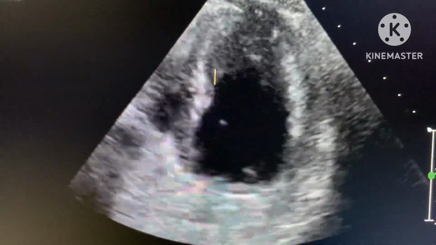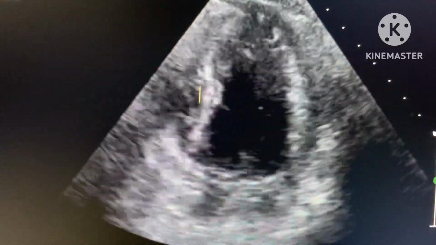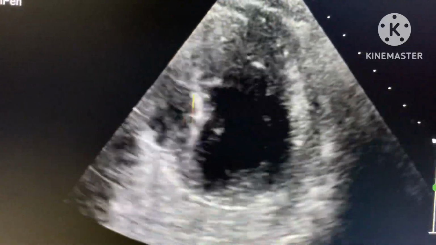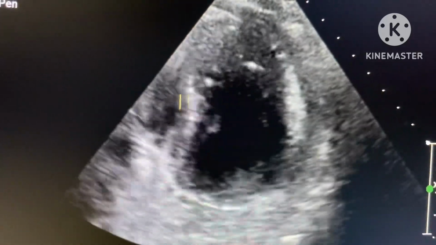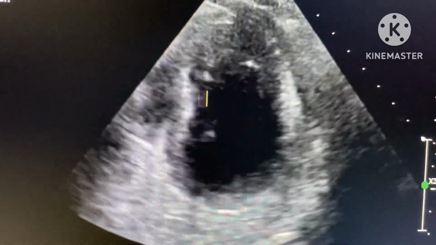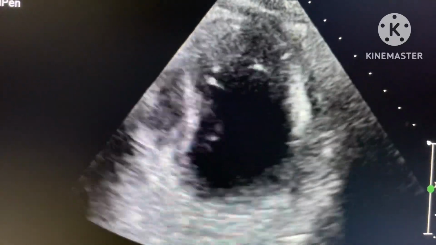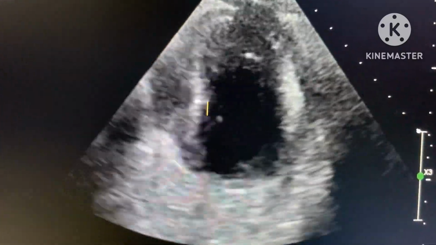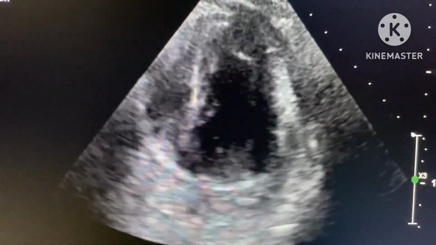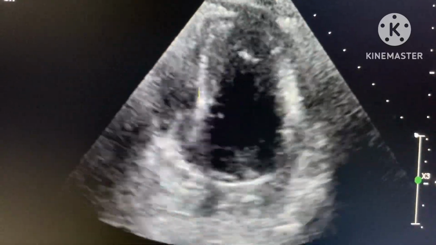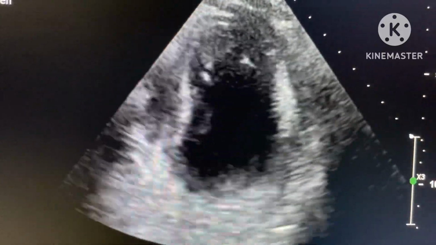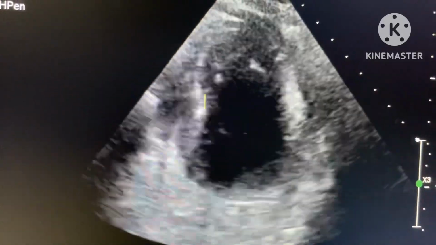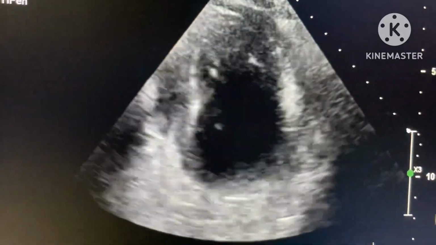This paradoxical motion of the interventricular septum will give you a suspicion of some sort of disorder, either left bundle branch block or constrictive pericarditis. But this patient has swelling of legs, a little bit of shortness of breath, and history of cough and fever. So the likely scenario is effusive constrictive pericarditis.